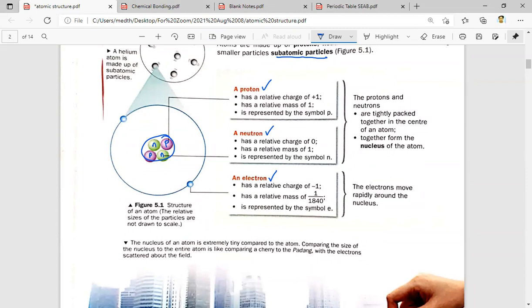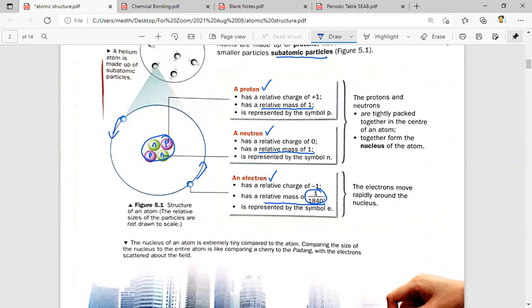So you realize for proton and neutron, the relative mass is 1, because they're in the middle. What contributes to the mass of an atom actually is the particles in the middle, which are the proton and the neutron. The relative mass of an electron is 1/1840. So it's very, very light because an electron is circling around the nucleus, so that's why it needs to be very, very light.